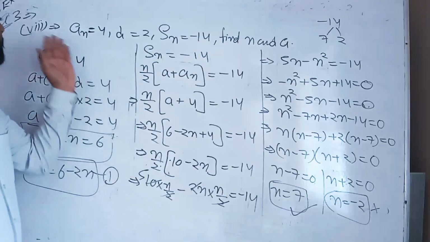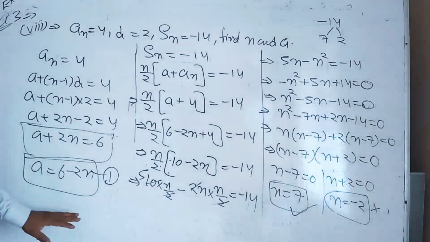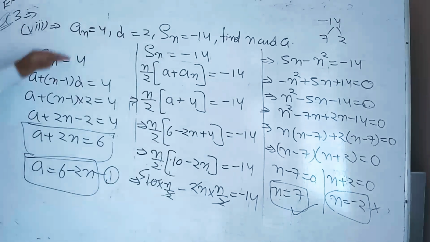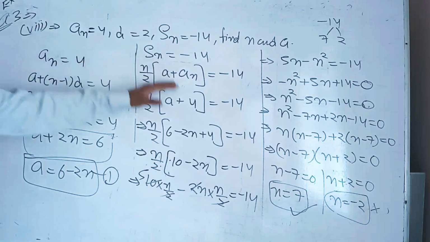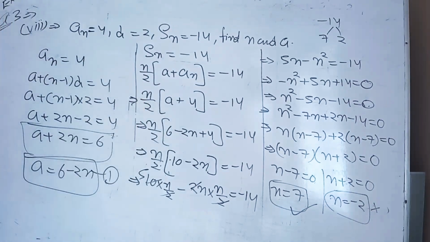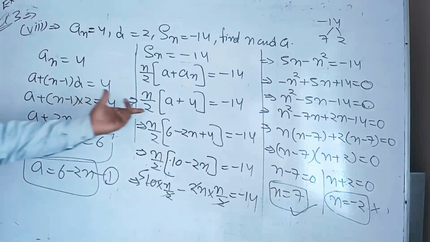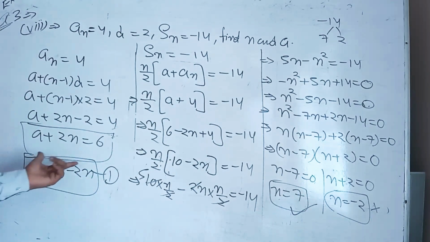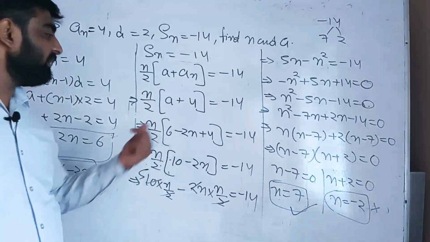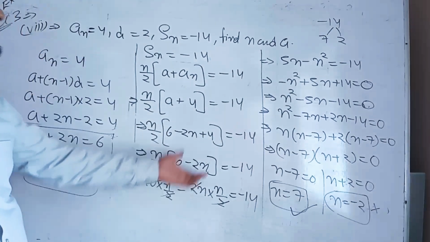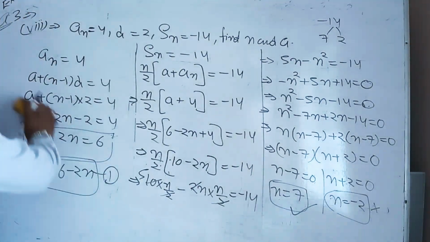So this is an important question. How do we solve it? The value of an is given and the value of Sn is given. With two unknown variables we can't solve this, so you have to substitute the value of n or a. Here I am substituting the value of a from equation 1, that is 6 minus 2n, and then solving everything. Done with that.